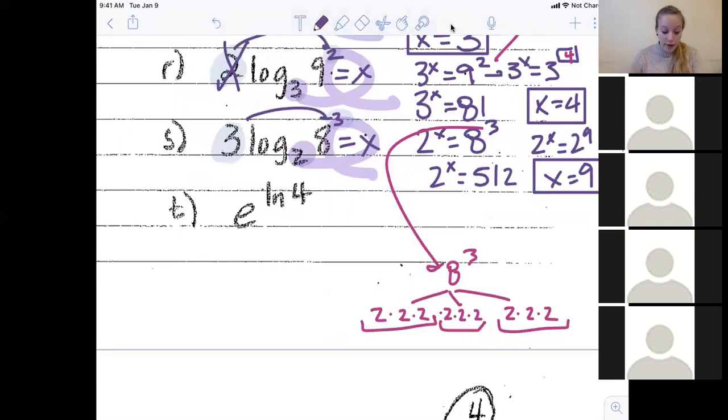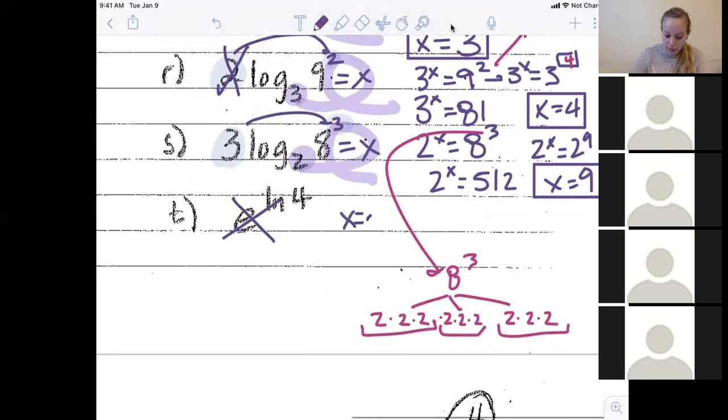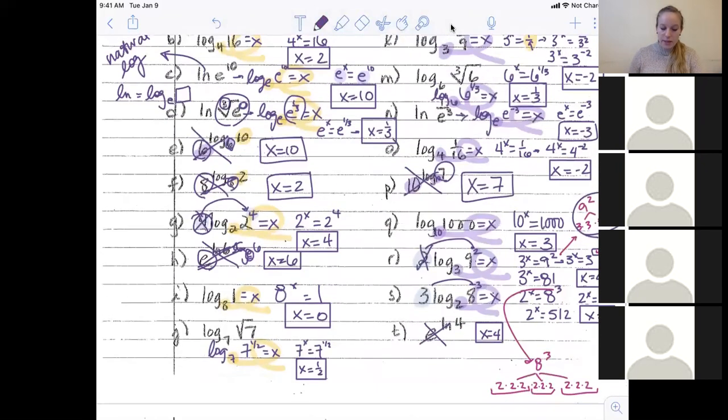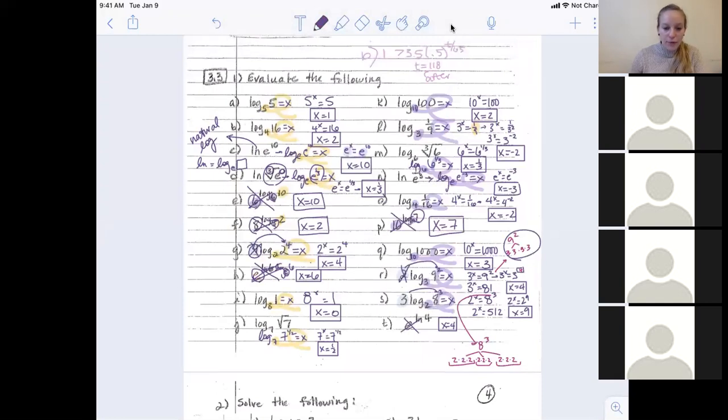Last one's a softball. It says e raised to the ln 4. ln and e cross each other out, and so x just equals 4. Okay, I know I just did a lot of talking, and I know that there's a lot written here. This isn't, I don't think, hard math, but you need to get in the habit of that log roll and rewriting it from log form to exponential. Does anyone have any questions so far? Okay.